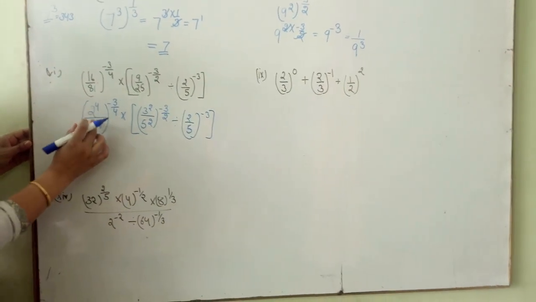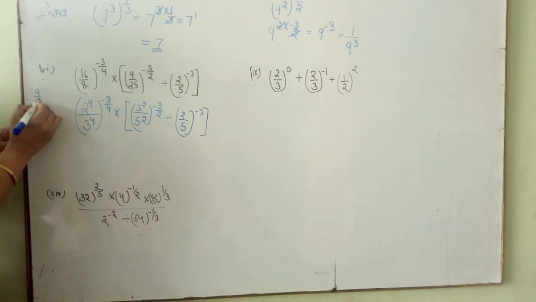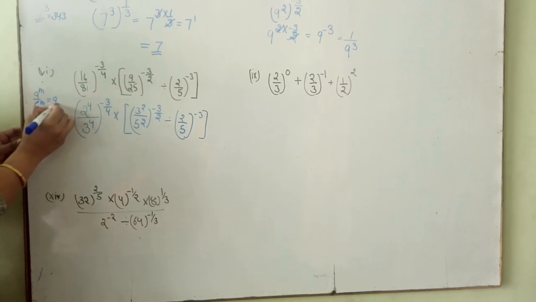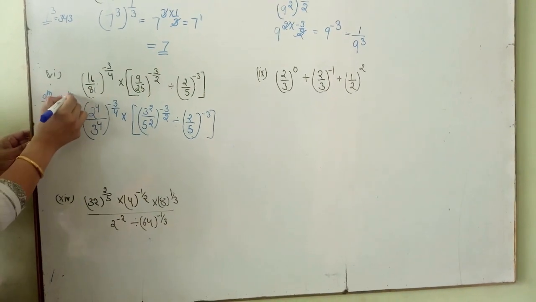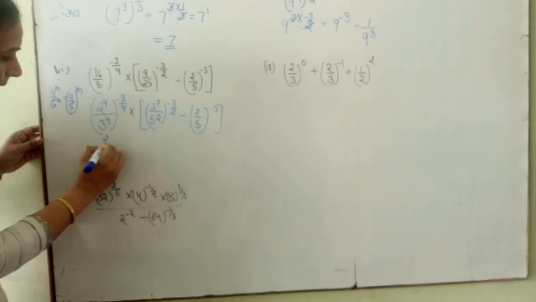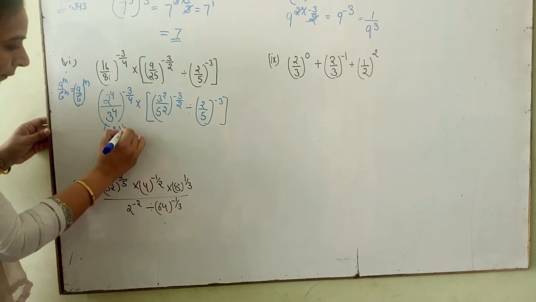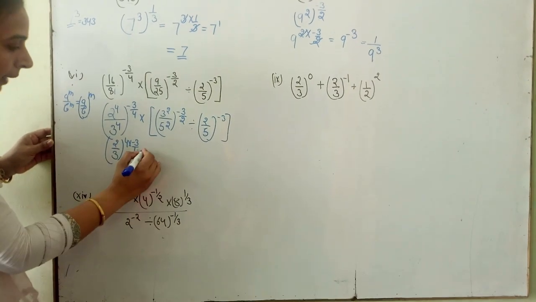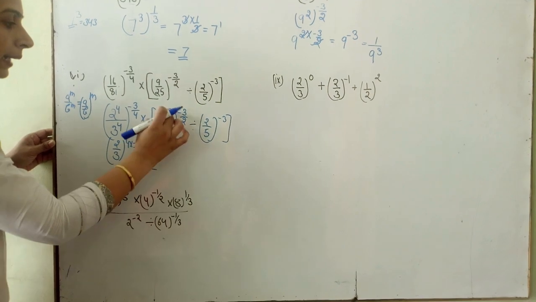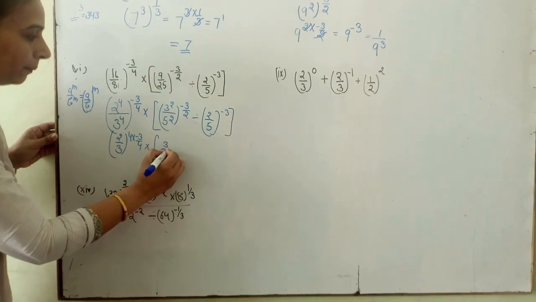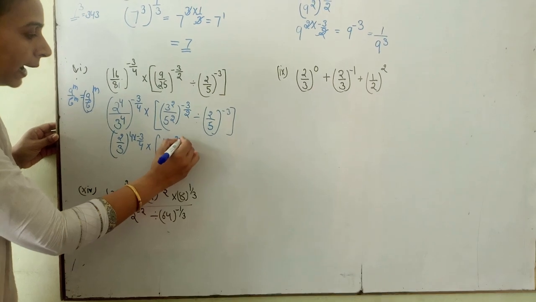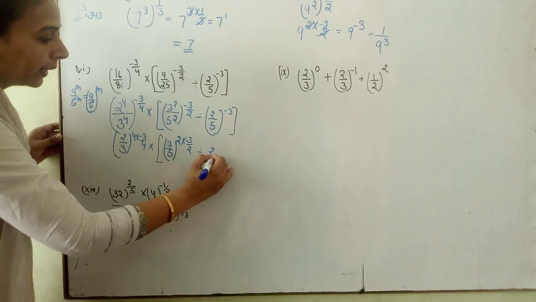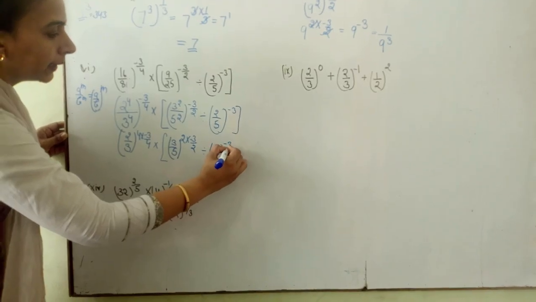Students, we can write this: if a by b, if a raised to the power m, b raised to the power m, then we can write this as a by b raised to the power m. Then we can write this as 2 by 3 raised to the power 4, and power to power, then we multiply by minus 3 by 4. Same, we can write this as 3 by 5 raised to the power 2, and power to power, then multiply by minus 3 by 2, divided by 2 by 5 raised to the power minus 3.